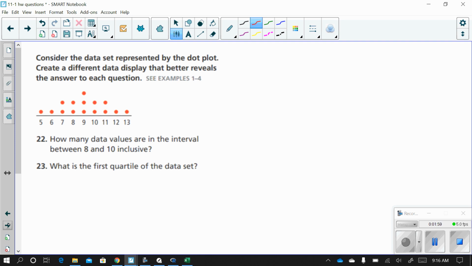Okay, and the last 2 questions I had were on 22 and 23. With these ones, you need to really make sure you're paying attention to the directions. The directions say, consider the data set represented by the dot plot. Create a different data display that better reveals the answer to each question. So you're not necessarily answering these questions, you're coming up with a new data display. So 22 says, how many data values are in the interval between 8 and 10 inclusive? Well, if we're talking about intervals, we know we need to make a histogram. So for number 22, our job is to make a histogram that would help us answer that question.